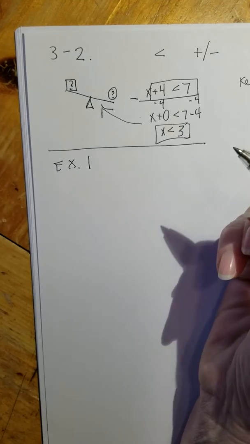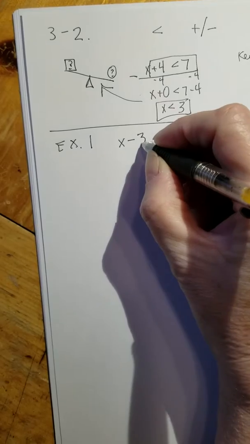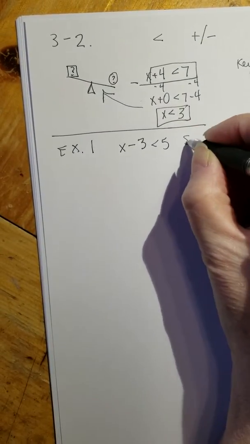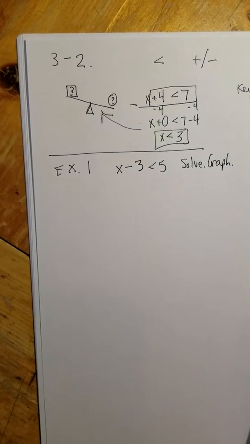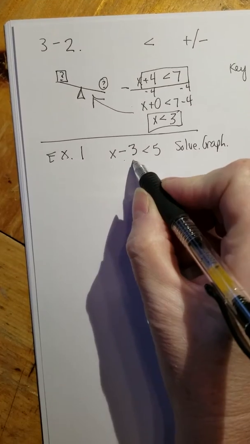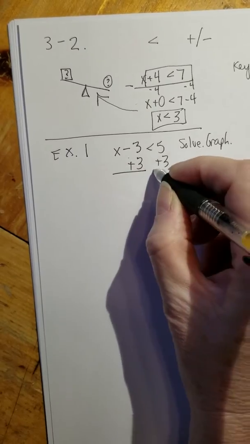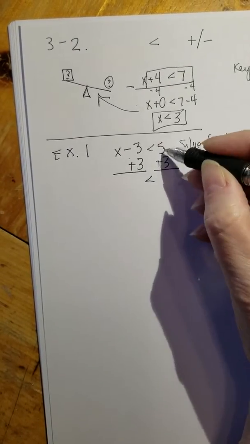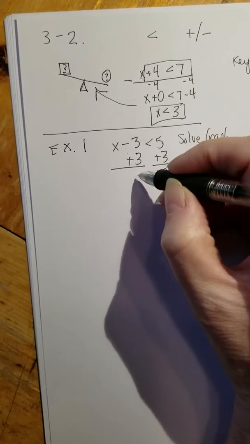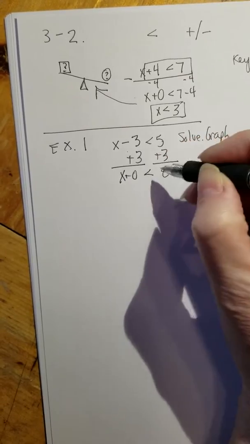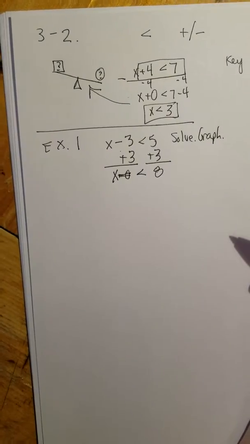Example 1. We're going to take x minus 3 is less than 5. We are going to solve, and we are going to graph. So since we have this negative 3, what do we do? We're going to add 3 to both sides. I'm going to work this like two problems. 5 plus 3 is 8. Negative 3 and a positive 3 is 0. X plus 0 equals 8. And we usually just ignore this, and we have x is less than 8.